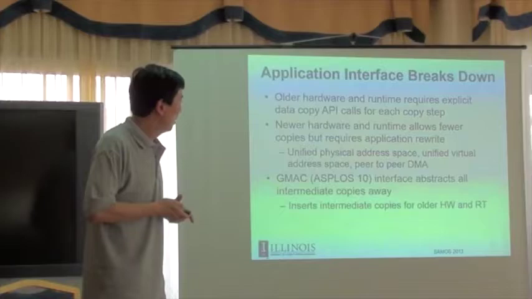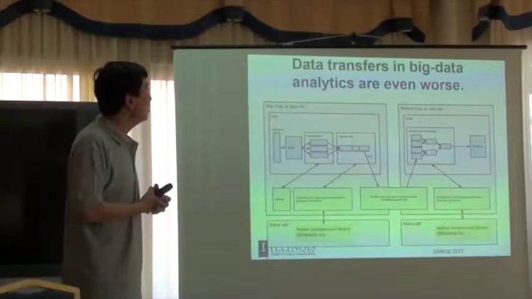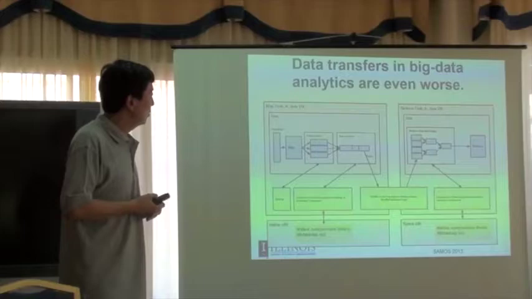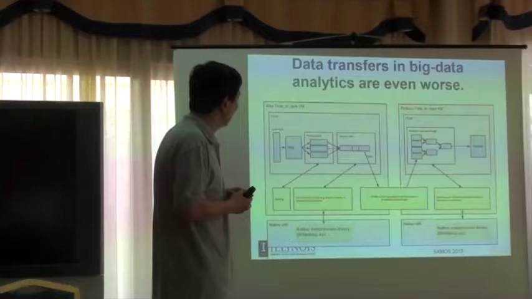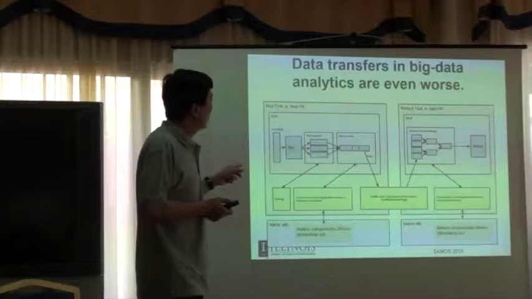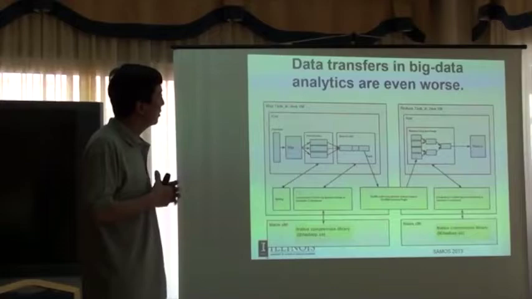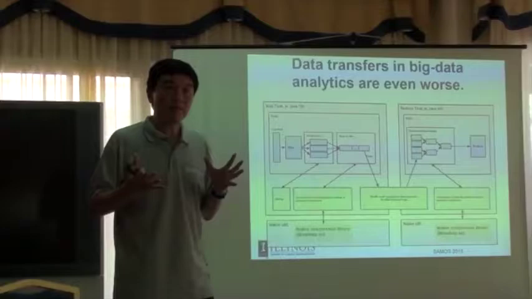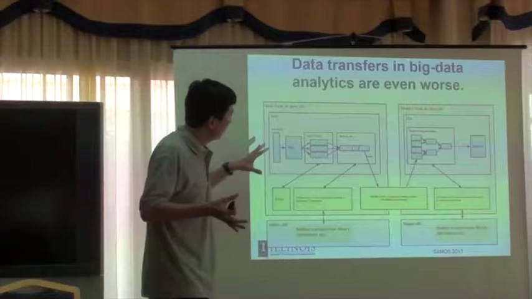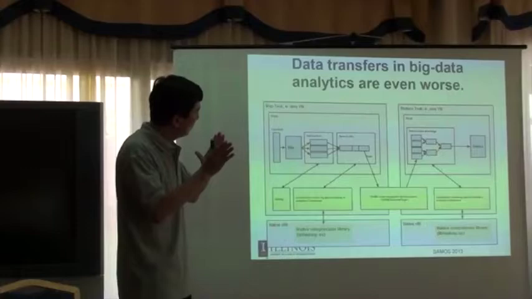Scientific computing is one, but it turns out that data transfers in big data analytics are even worse. So this is a picture that I borrowed from Ray Sun at MulticoreWare, and this is a picture of the Hadoop MapReduce software framework, and where things actually are done in that framework. If you're familiar with the MapReduce framework, the input is read from the local disks, and then you go through this map phase and essentially partition your data into the parts that are more closely related to each other.